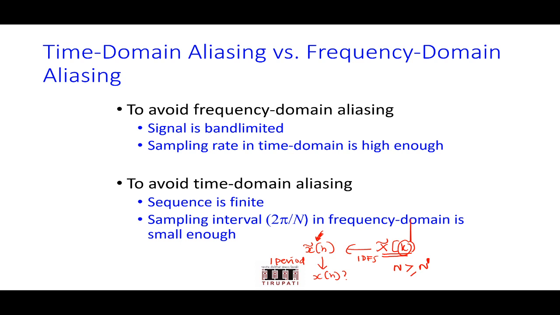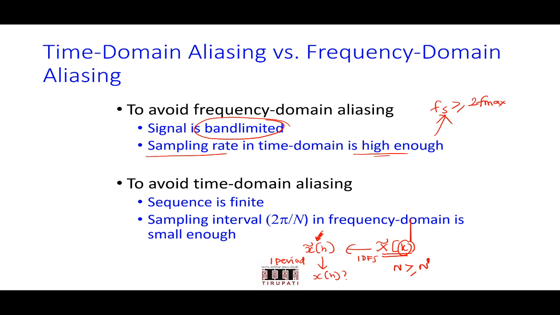Let's recollect what happened in sampling. When there is a continuous time signal, you take samples of it, or you already have a discrete time signal and you are downsampling it. To reconstruct the original one, first of all the signal should be band limited, and your sampling rate should be greater than or equal to 2 times the maximum frequency. Then you are able to perfectly reconstruct the signal. So the signal should be band limited, the first condition, to avoid frequency domain aliasing, and your sampling rate in the time domain should be high enough.